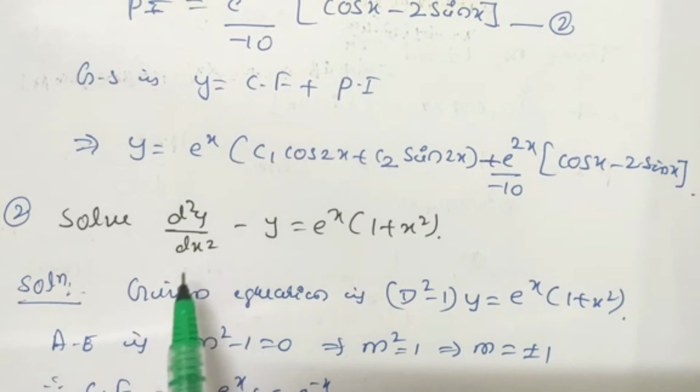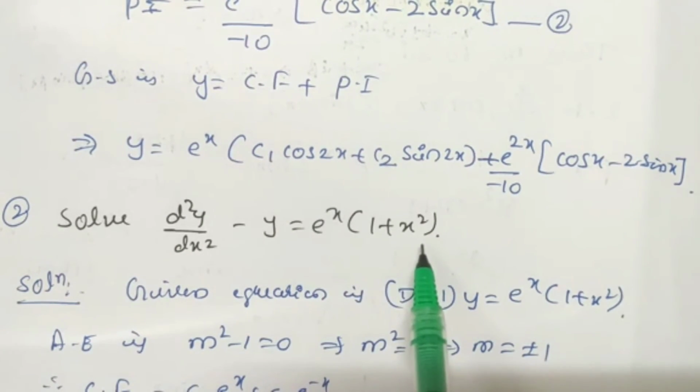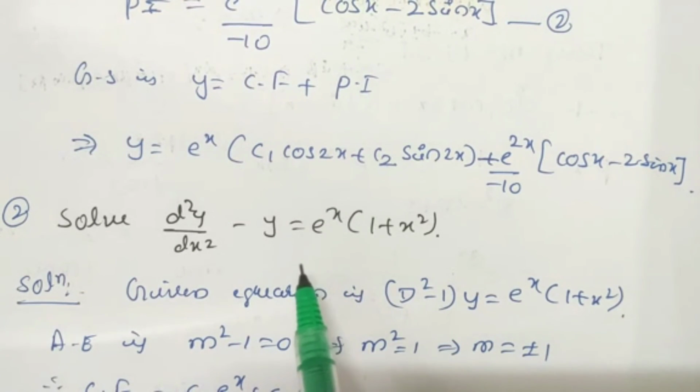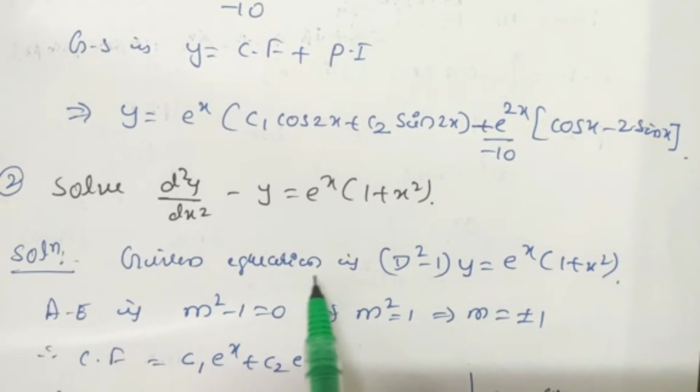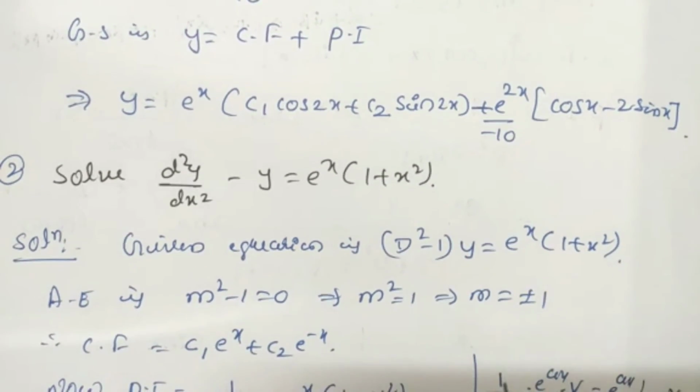Solve d2y by dx square minus y is equal to e raised to x into 1 plus x square. It is exactly the same, in the form of e raised to ax into v. First you have to write the given equation as d square minus 1 of y is equal to e raised to x into 1 plus x square.